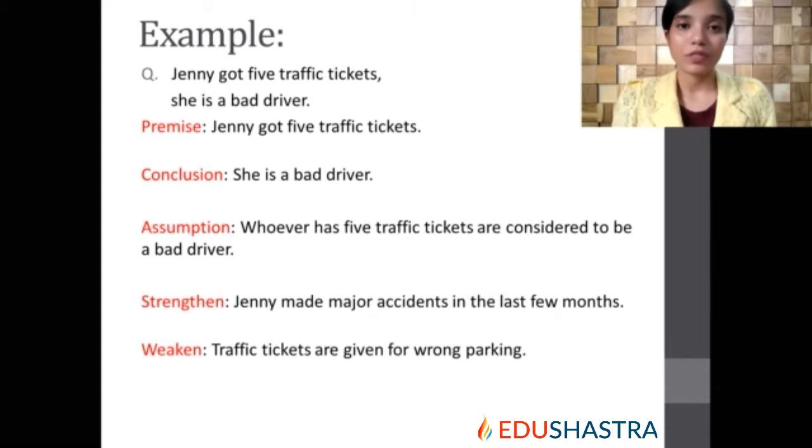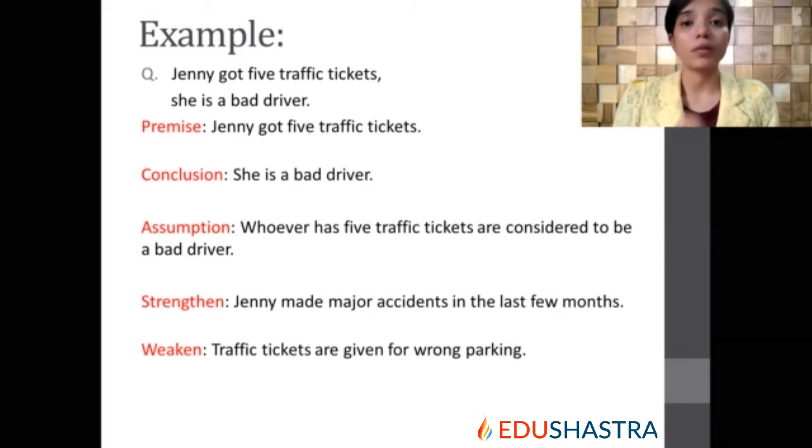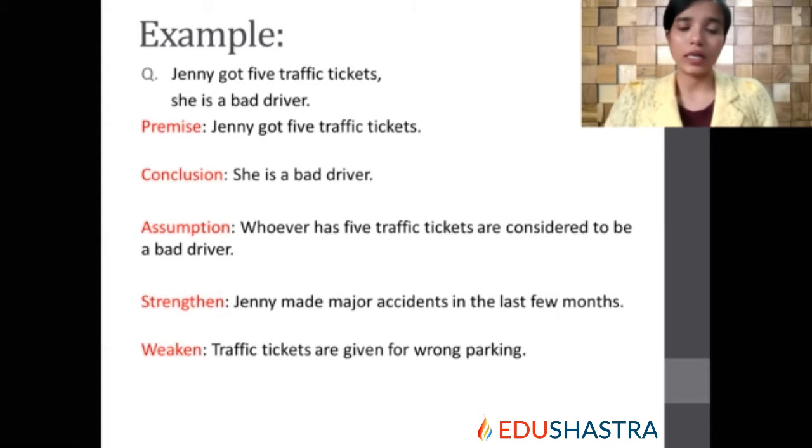Even if a statement is 99.99% correct, it still goes under assumption. Until then, I cannot assume it as my inference. So an inference is completely true. What is the true statement here? Jenny got 5 traffic tickets. We know that it's given. I cannot take that as an inference.